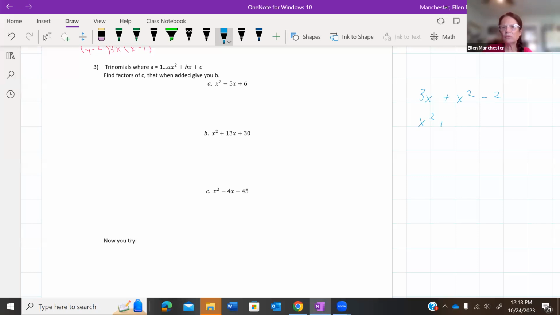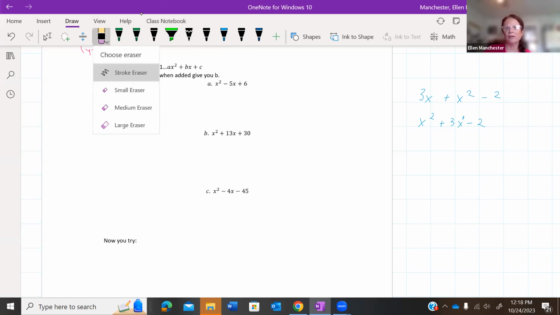You want to rearrange it so that it is in descending order. So we have 2 is our highest, and then remember, this is x to the first, and then this one is actually x to the 0 power, because anything to the 0 power is just 1. So anytime you have to rearrange it, do it. You always want your x squared to be in the front.